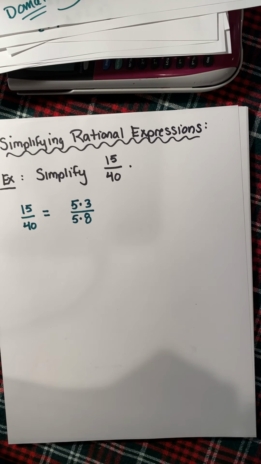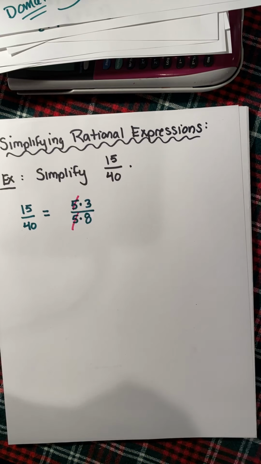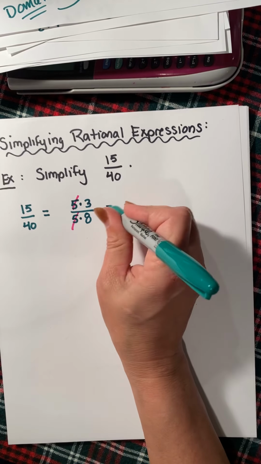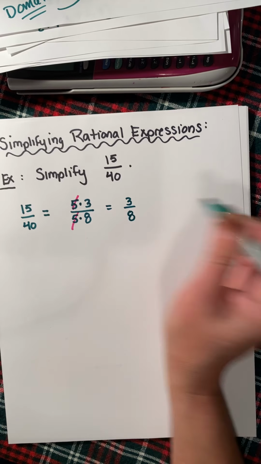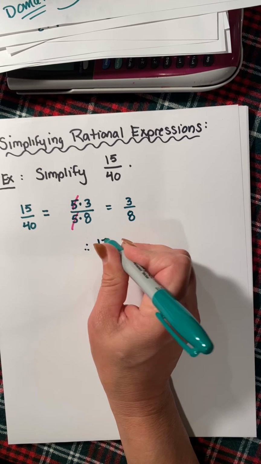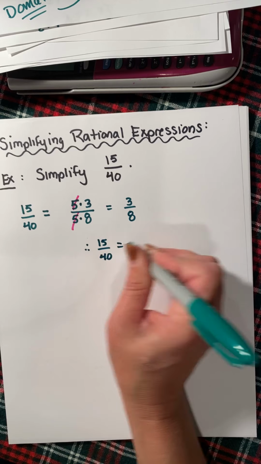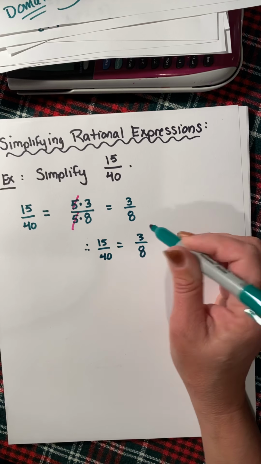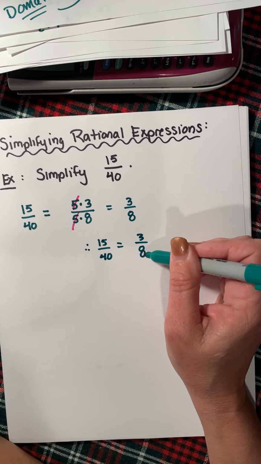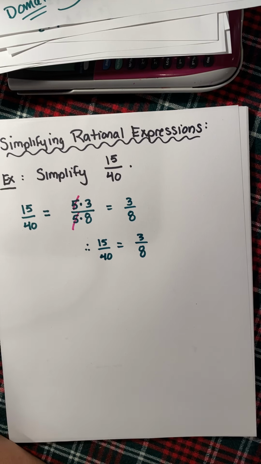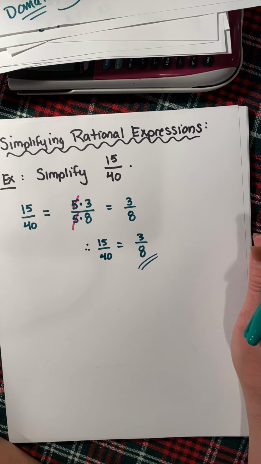And then we cross off that common factor of 5. And then what remains is 3/8. So therefore, 15/40 simplified is 3/8. Now make sure you check your final answer. Does 3 and 8 have any common factors? Obviously, other than 1. The answer is no, so that would be my final answer.